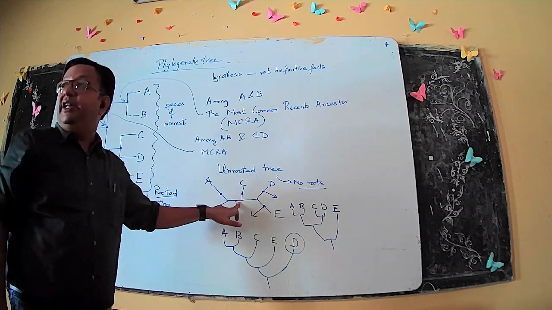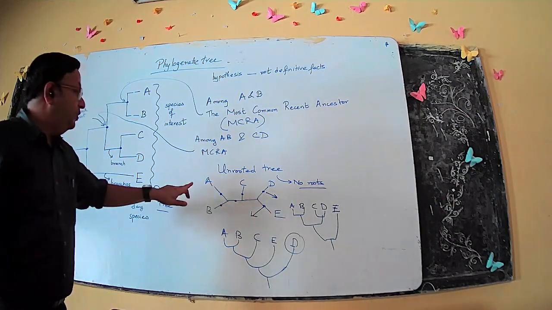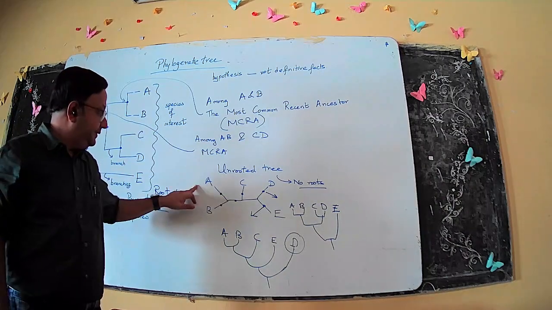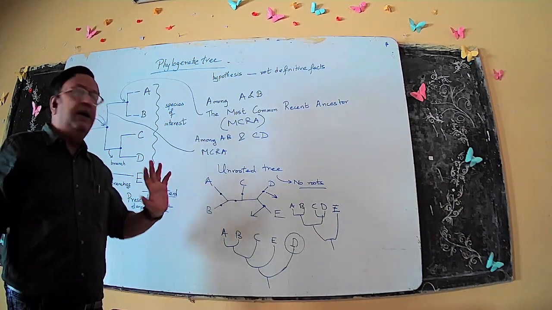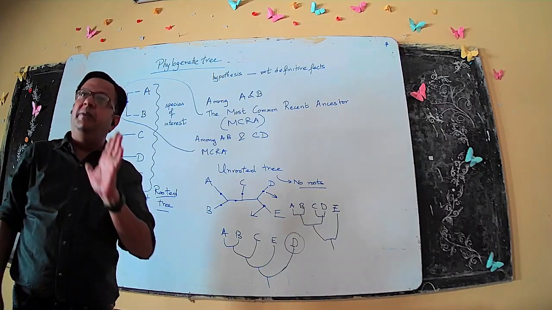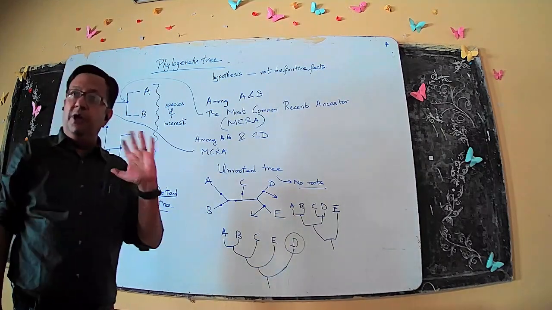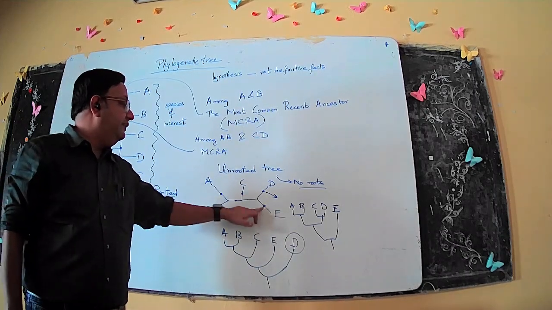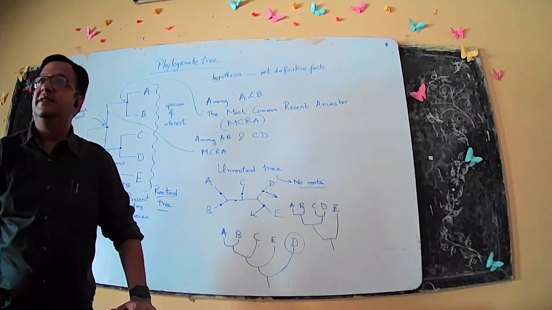It has no root, no root. So if there are 5 species in an unrooted tree, the possible roots you can make are 1, 2, 3, 4, 5 and 6. Okay?